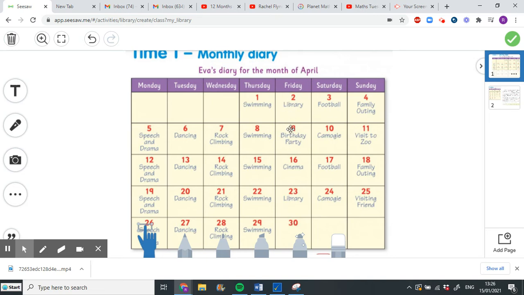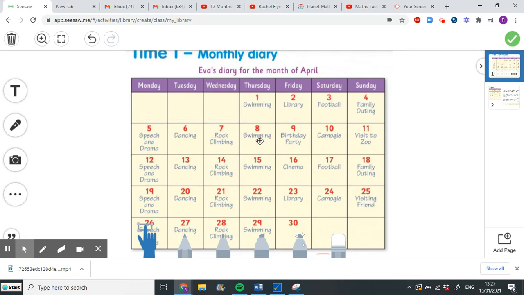Now, Ava takes part in lots of activities. If I look on Thursday, she seems to go swimming. It seems to be her swim day. Do any of you guys have a particular day that you go swimming on? So look, if I think of it, Thursday, the 1st of April, she goes swimming. The 8th of April, so a week later, I'll count up 1, 2, 3, 4, 5, 6, 7. Yeah, that's a week later, 7 days.